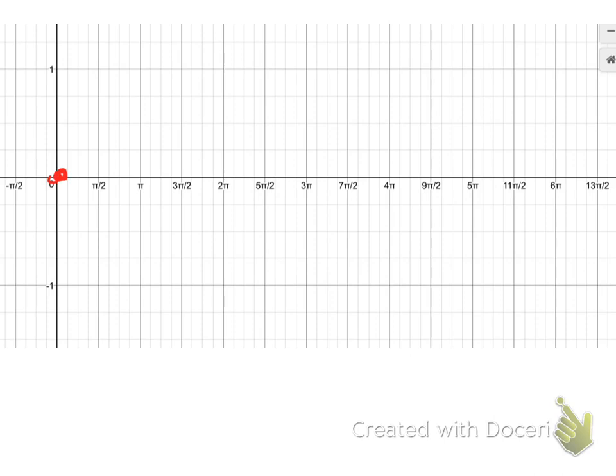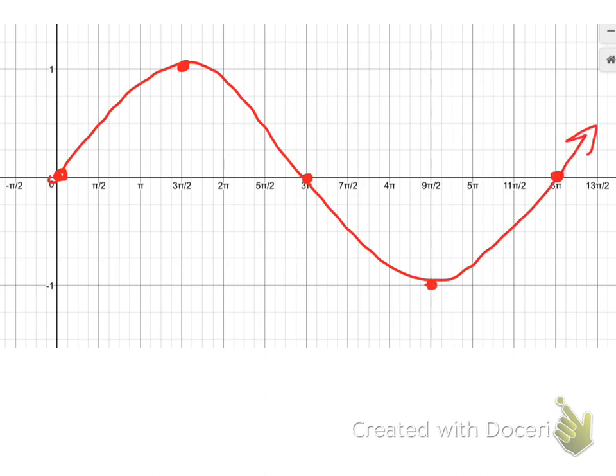My x2 value is 3 pi over 2, so 3 pi over 2 with a maximum of 1. Then we go to 3 pi, and we're back to an intercept. Then we go to 9 pi over 2 down to a minimum, and 6 pi back up to an intercept. So very stretched out sine wave. So notice your b value determines how stretched or shrunk the wave is for the period.